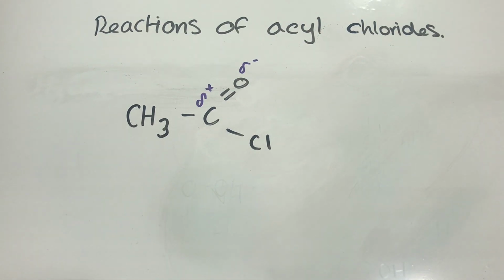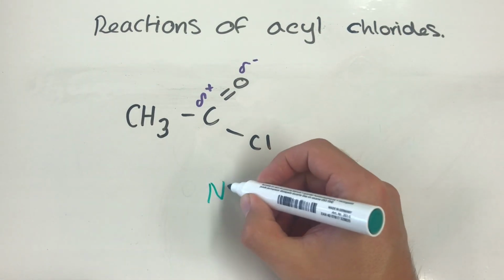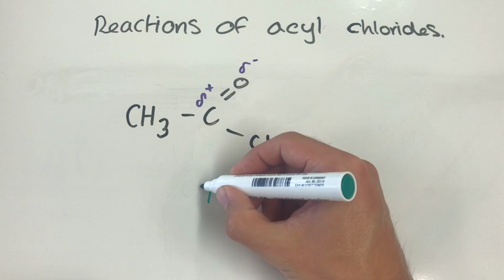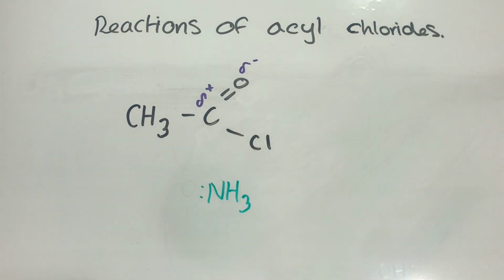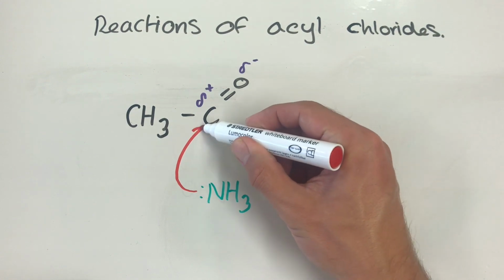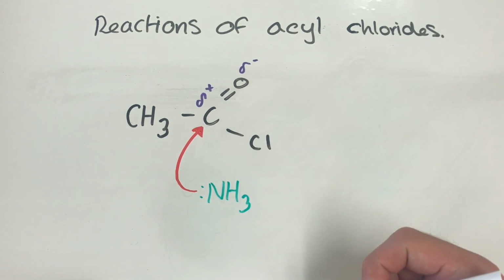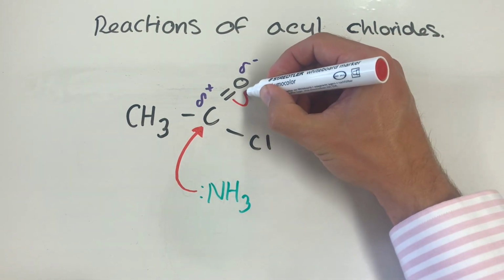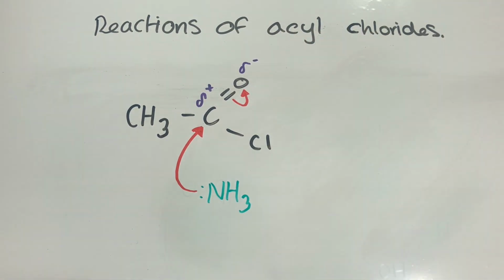In the next reaction, we're going to use ammonia as our nucleophile. So we have NH3 here with our lone pair of electrons. Again, we have a movement of a pair of electrons from the lone pair to the positively charged carbon. The electrons here will be repelled away towards the oxygen. The intermediate is going to look very similar this time.